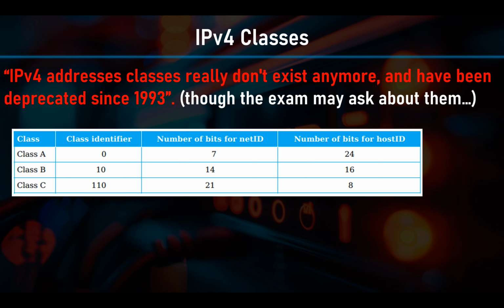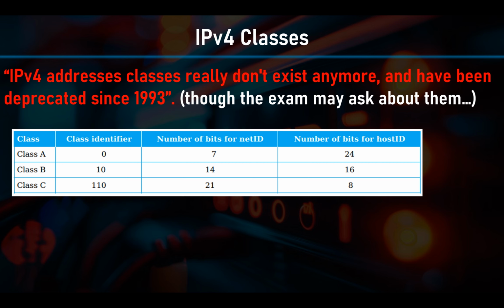Although I think they might still ask this in the exam, because it is in the book and technically in the syllabus. I think the reason they want you to know this is that we have to see the problem of IPv4 classes in order to know why they then developed subnetting and CIDR.